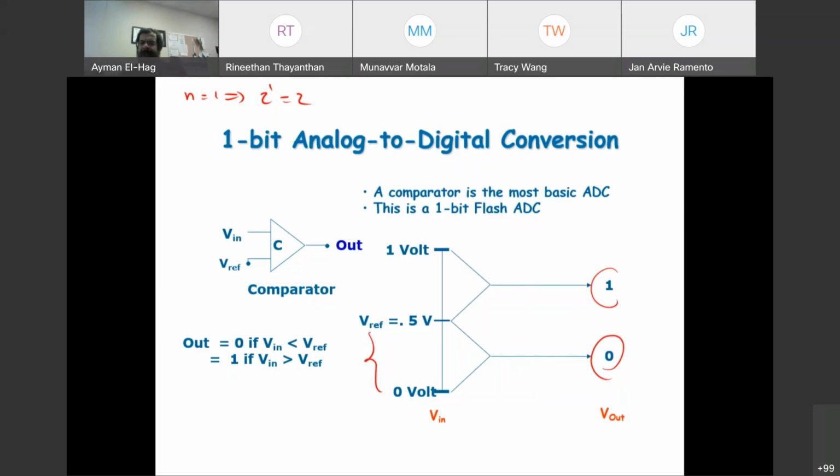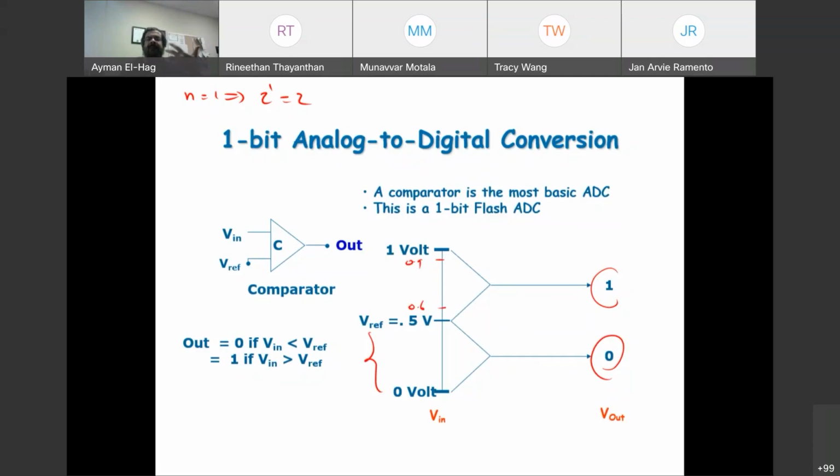And you can see the resolution is extremely bad, because anything below 0.5 volt will be 0. You will just see 0. Only if it exceeds 0.5, you will see 1. So a signal of 0.6 and a signal of 0.9 will be the same, will be only 1. Of course, this doesn't exist, but this is just to start with.